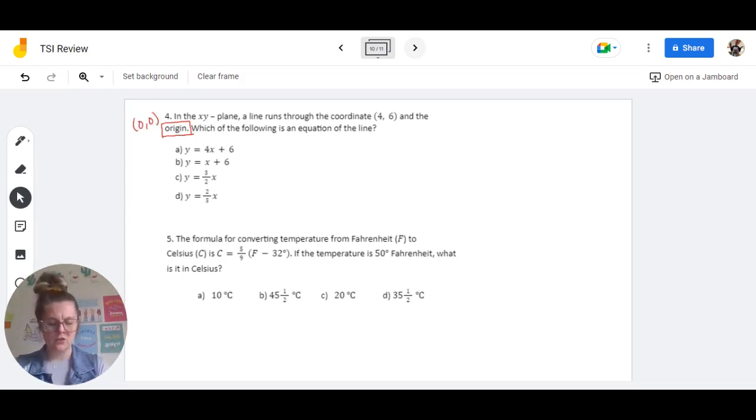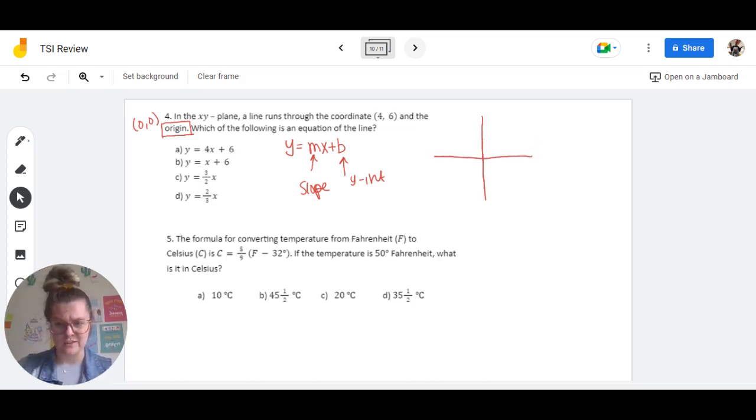They're asking us about a line. Remember, we write a line, y is equal to mx plus b. That's the slope-intercept form, where this guy is the slope, and this guy is the y-intercept. If you guys have forgotten how to find the slope or how to find the y-intercept, you can always go straight to the graph and kind of sketch out what it's going to look like. So through the origin means through the center. So here, this point 0, 0. And then 4, 6 would be roughly here. So already I kind of have an idea of what that line is going to look like.